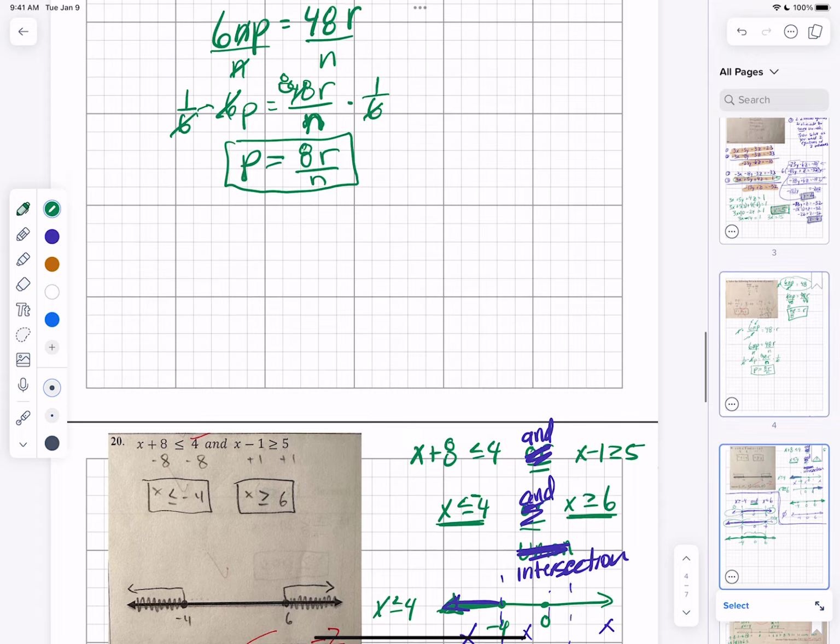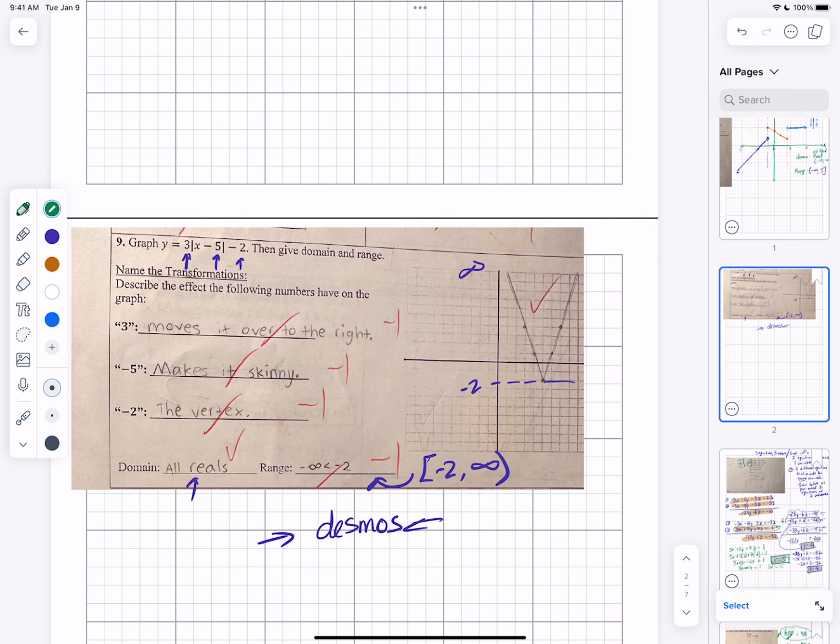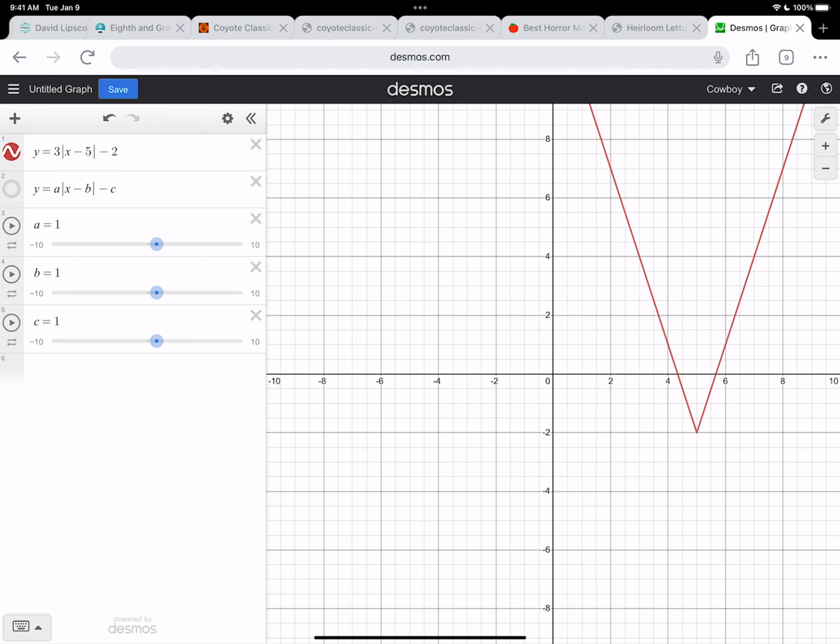Okay, so we've got everything done so far, with the exception of this graphing thing, and I want to show that to you with Desmos. So I'm going to stop this video. Okay, let's look at this last question. You have this equation, y equals 3 times the absolute value of x minus 5, minus 2. And the question is what does the 3 do, what does the 5 do, and what does the minus 2 do?